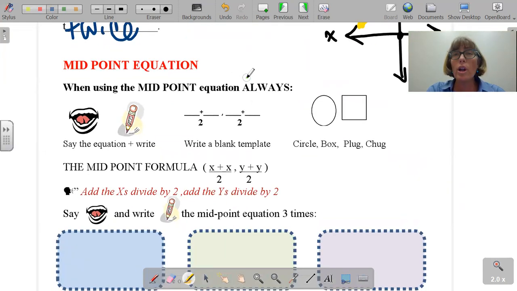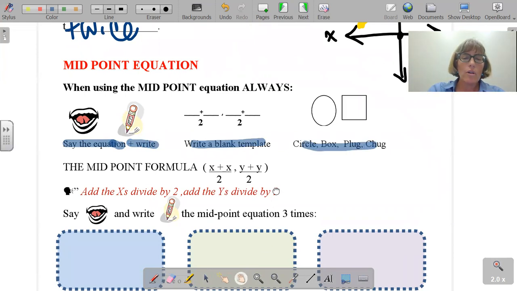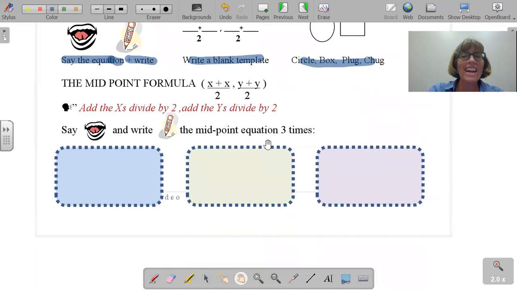When using the midpoint equation, you're going to do three things. You say the equation, you write the equation, you write a blank template, and then you do what's called circle plug check. We're going to say the equation and write it at the same time. The reason why we say and write at the same time is that it helps reinforce because you must memorize this.